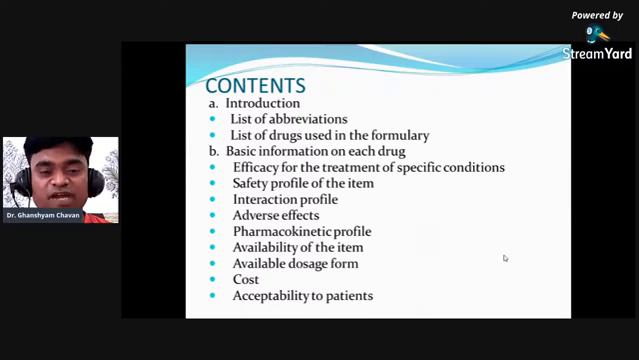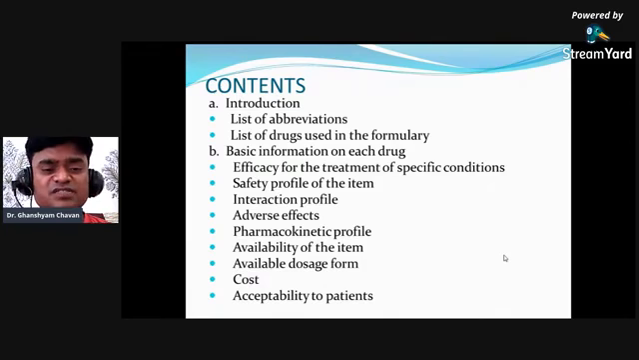Now, availability of drugs. Suppose you want a specific drug, a specific antibiotic for the specific treatment of specific infections, you need to check that drug in our formulary whether it is available or not. If it is available, then we should go for that. If the drug is not available, we should not prescribe that drug to the patient.